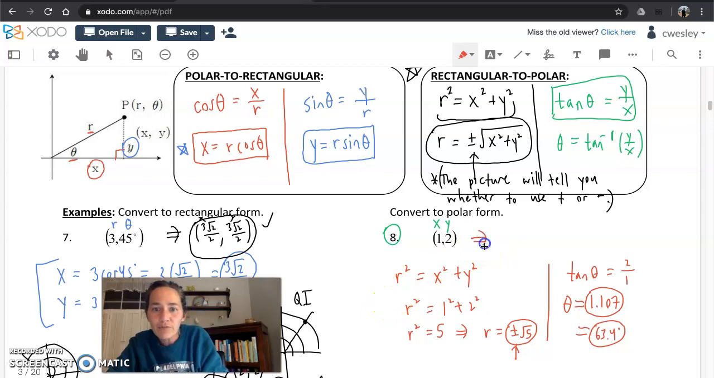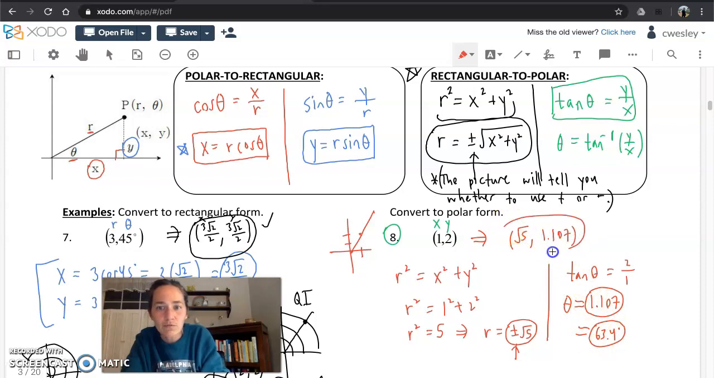So I will write my final answer, like I stated before, as an ordered pair. It's r comma theta. And let's get back to this plus or minus discussion. What quadrant do we want to be in? Well, the point 1, 2 is in what quadrant? 1, 2, 3, or 4? Well, 1, 2 is up in quadrant 1. Let's pick a positive radius value, square root of 5, and let's pick a quadrant 1 angle. In radians, it's going to be about 1.107, rounded.